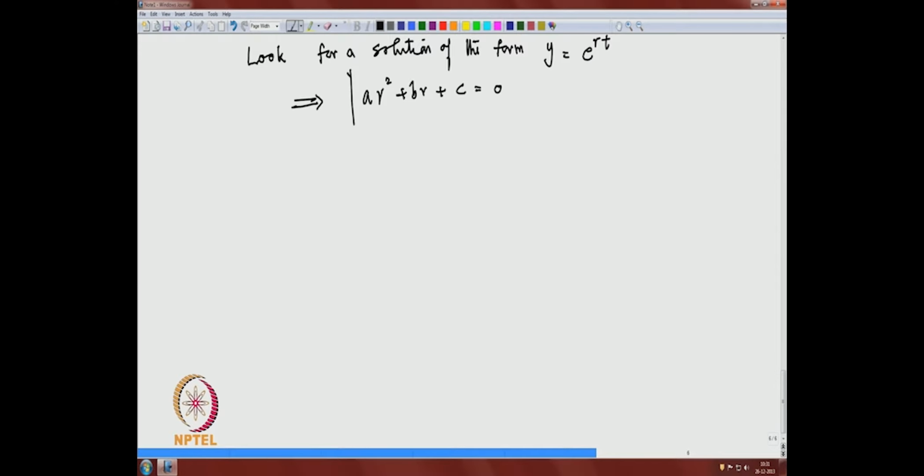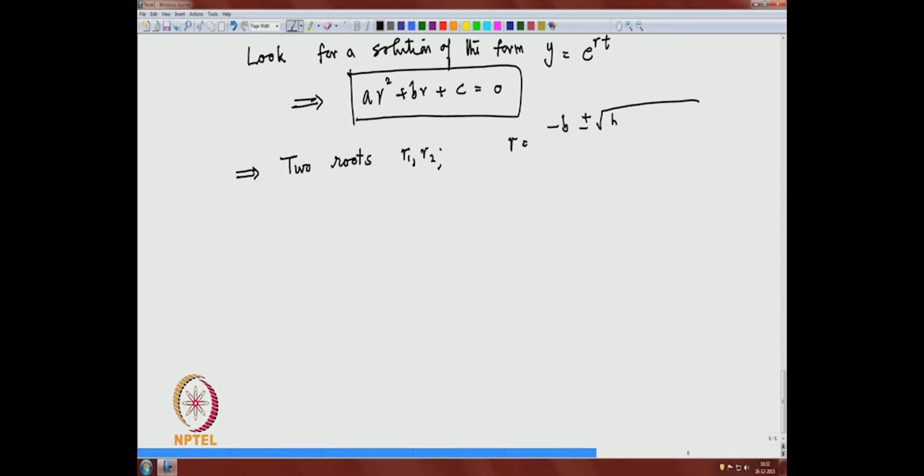So, you look for a solution of this form, and of course, this has two roots, r1 and r2. Solve it. What are the roots you get? r is equal to minus b plus or minus square root of b square minus 4ac, by 2a. So, this gives you different situations, different cases.